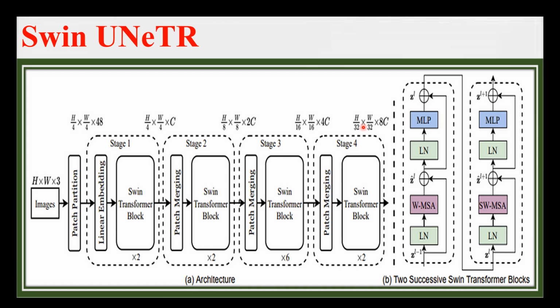And the use of the Swin transformer backbone, feature pyramid module and UNet decoder allows Swin UNETR to capture long-range dependencies, process features at multiple scales, and produce high-quality segmentation output with a reduced number of parameters and computational cost. And this makes Swin UNETR a promising method for brain tumor segmentation in MRI images.